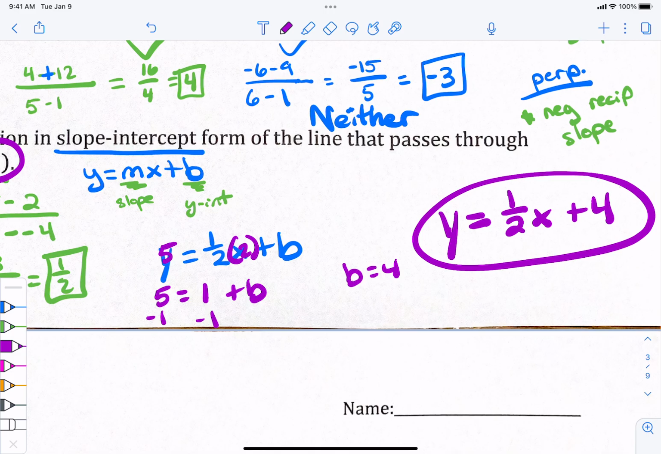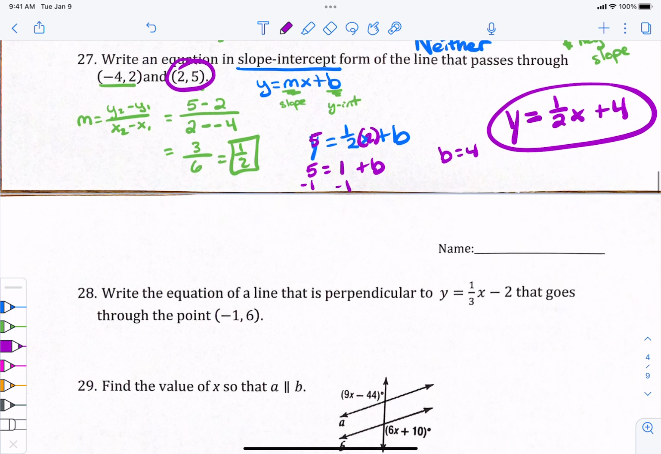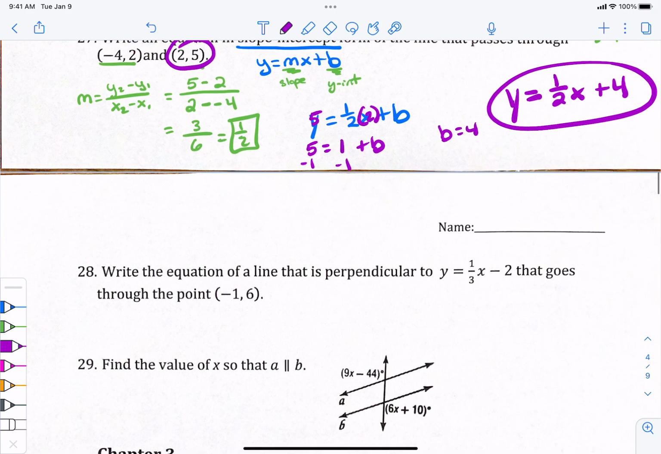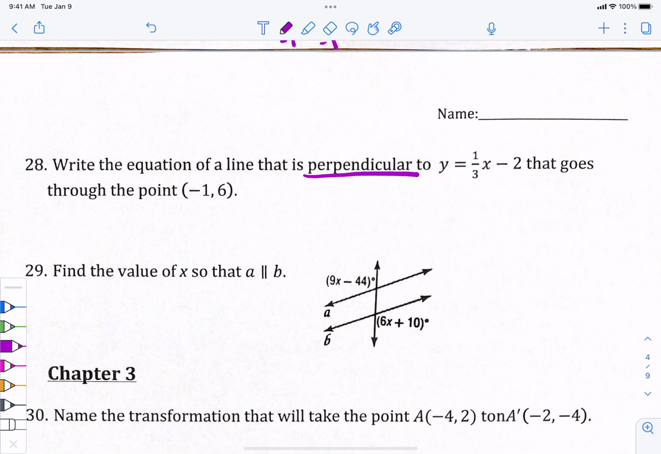Good? Got it? That's not too bad. We're rocking right along. Number 28: write the equation of the line that is perpendicular to this line.